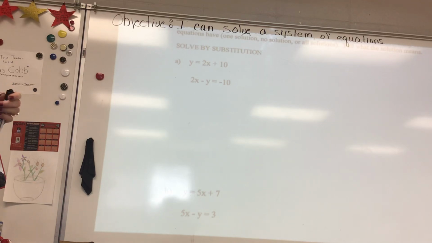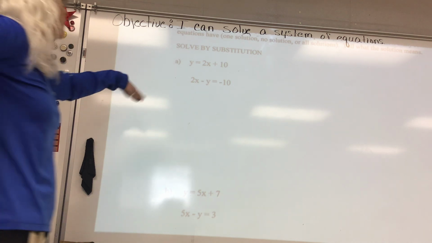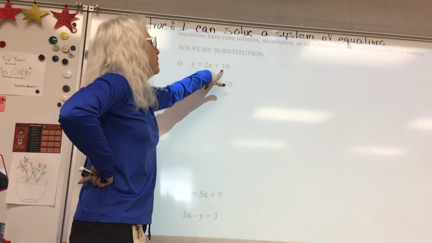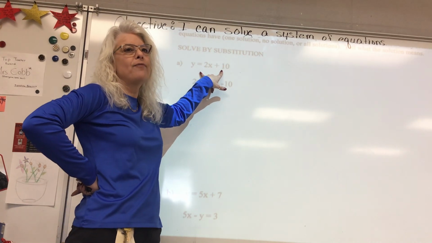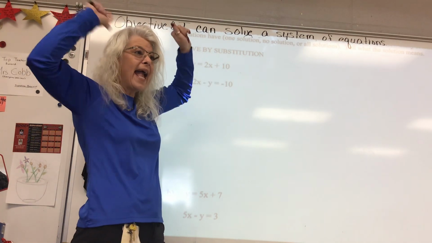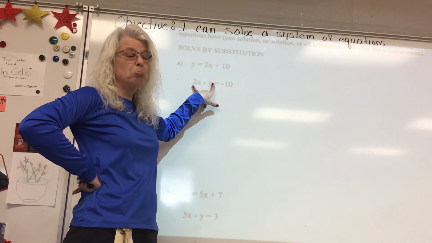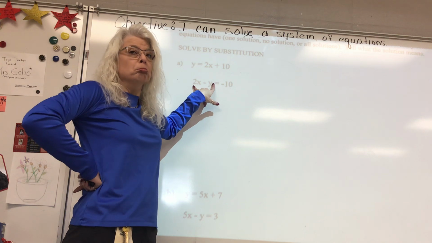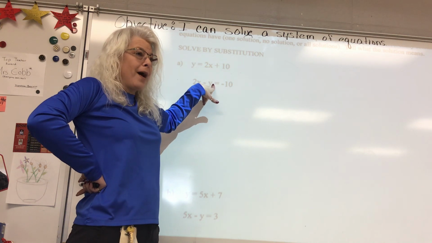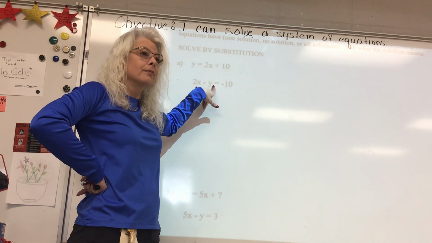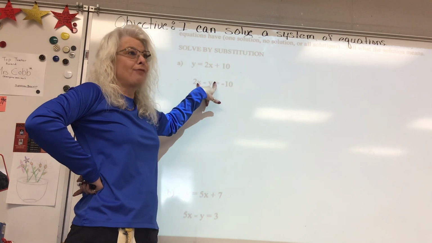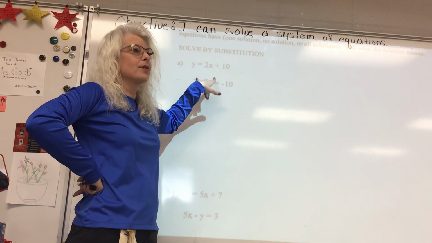Okay, so on your packet, the solve by substitution systems, we're going to look at equation A, number two, problem A. Is the top equation written in slope-intercept form? Yay! Is the bottom equation written in slope-intercept form? No. Why am I sad? Because it's not written in slope-intercept form, so what does that mean?